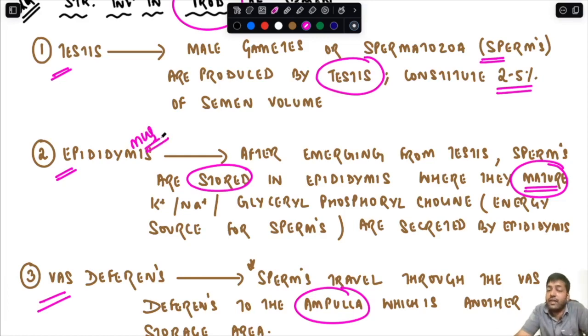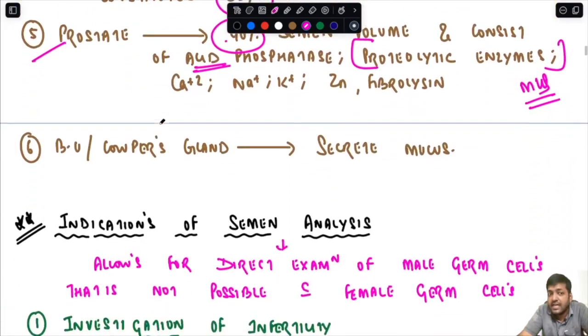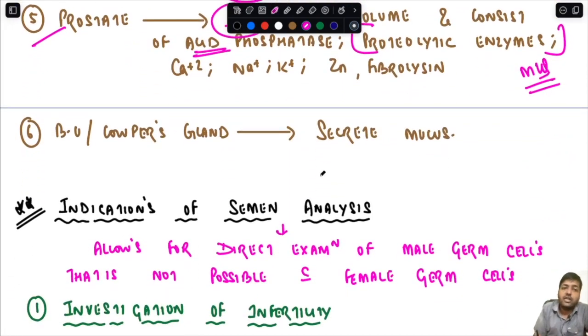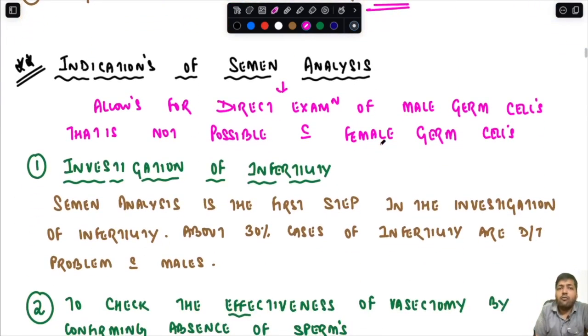So these questions are very important, and these MCQs are asked in your exams as well as in the NEET super speciality or the INI-SS super speciality examinations. If you see the bulbourethral or Cowper's gland, they secrete mucus. Okay. So now, a very important MCQ question which is asked in the exam.